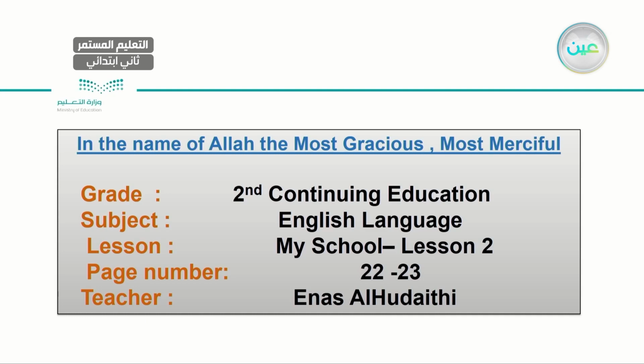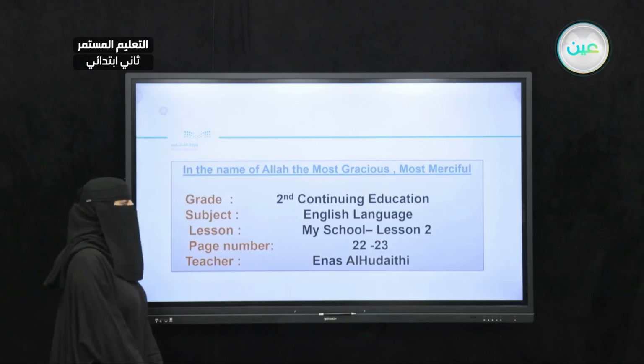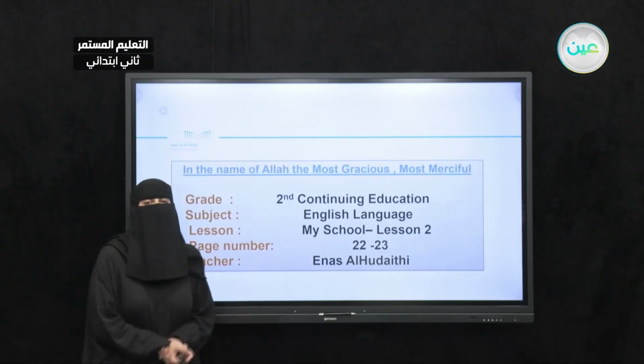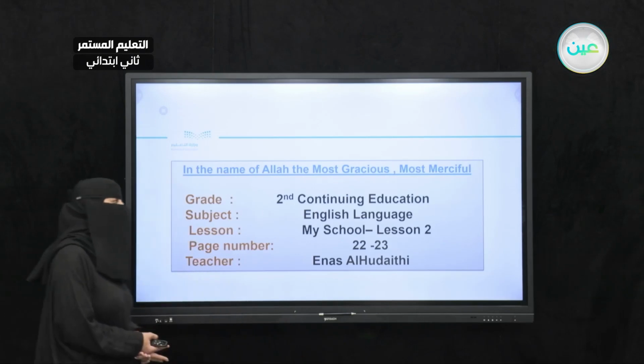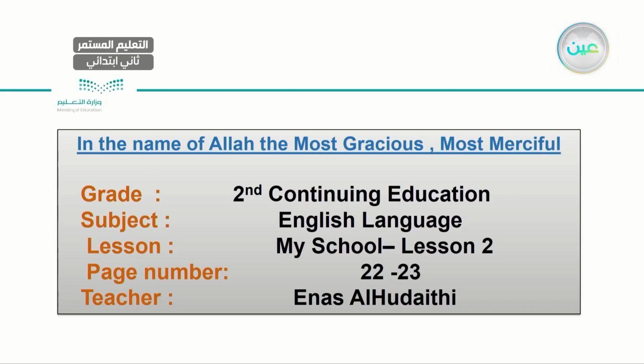Have your books ready at page 22-23 because we will continue our unit. The name of the unit is called My School. My School, this is lesson number 2. We will continue this unit. So have your books ready and have some notebooks and some pencils in case you want to take some notes.